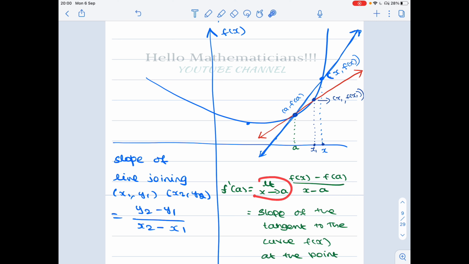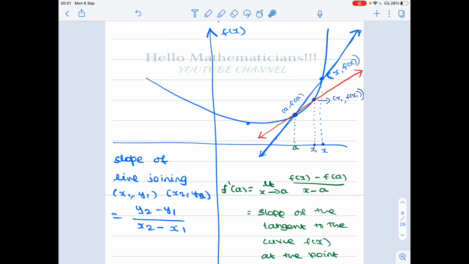Now we want to see what happens to this slope as x tends to a. So x should go to a. First we move x to x1. If this is x1, again we look at the line joining (a, f of a) and (x1, f of x1). Assume that x has now moved to x1, and eventually it is going to a.